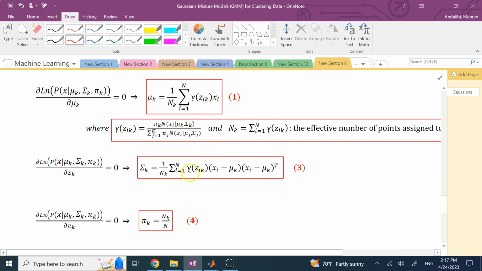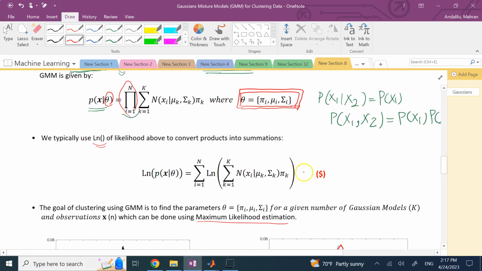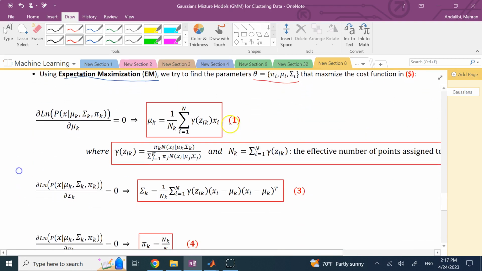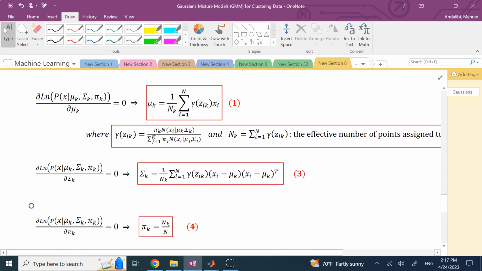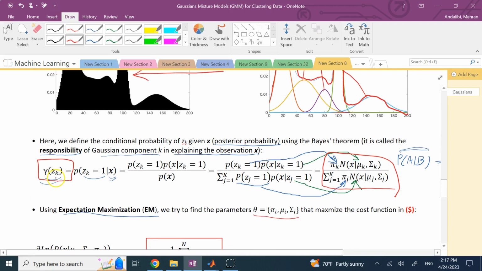So I'm not going to go over the derivation of 1, 3, and 4, but you can take the derivative of this dollar equation with respect to these parameters here, and show that these equations 1, 3, and 4 can be derived. Now, in all of these 1, 3, and 4, there is a gamma function of zi and k that you need to have. And these guys are those posterior probabilities, those responsibility terms.